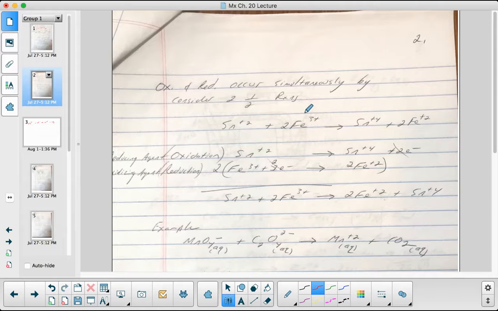Okay, here's another example of a redox reaction split into its two half reactions. So this is the answer that I'm trying to get to. If I have zinc positive 2 going to zinc positive 4, tin positive 2 going to tin positive 4, and iron positive 3 going to iron positive 2, what happens? Well, the tin positive 2 loses 2 electrons to form the positive 4, and the Fe positive 3 gains 1 electron to form the Fe positive 2.